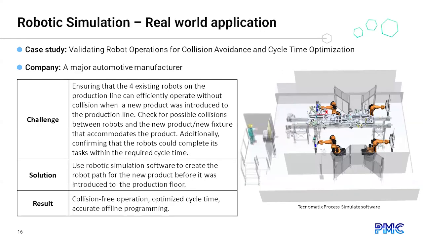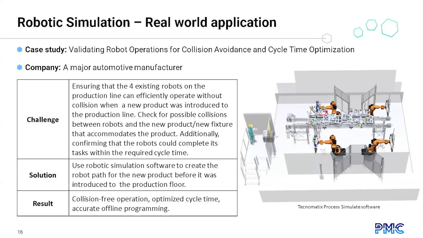Here we have another project where we used robotic simulation. It was for a client who was introducing a new product into an existing robotic cell. This line already accommodated more than 5 products, and they wanted to add a 6th product and ensure that the robots could perform the operation within the required cycle time and with no collisions.